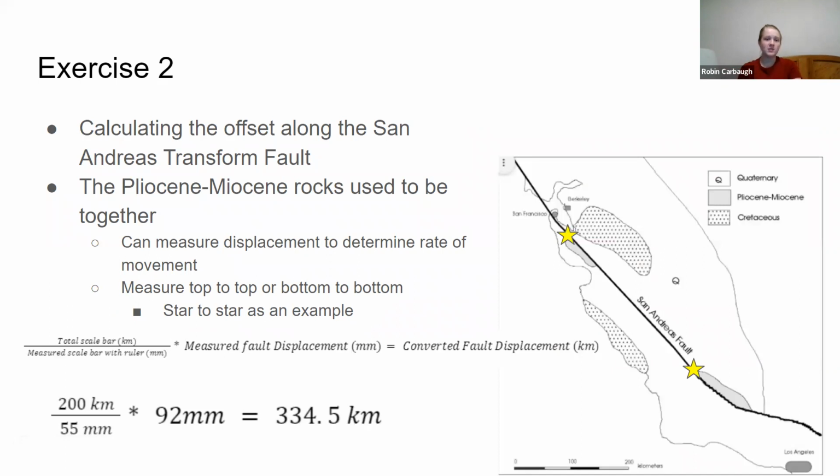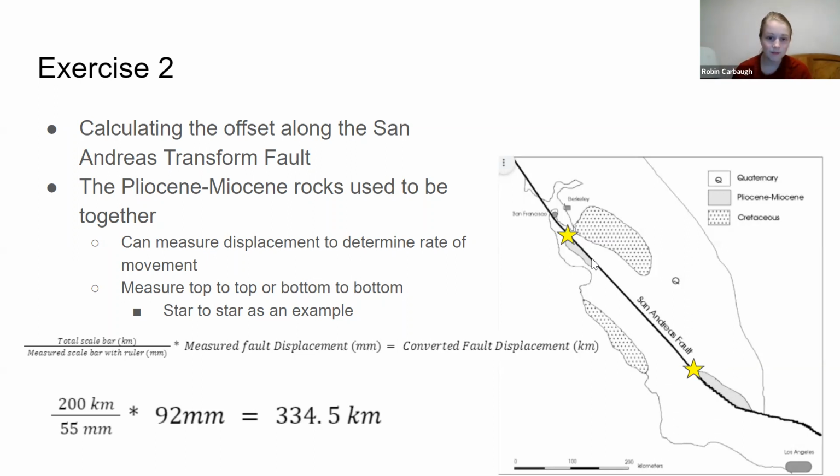All right. So exercise 2 is calculating the offset along the San Andreas transform fault. So the transform fault's the one that's sliding next to each other. And I think the easiest way to do this is to measure the distance between the Pleistocene, Miocene rocks, and those are just names of rock ages. So we have this jelly bean shape thing. Millions of years ago, we could have assumed that they were together, and then with time, they separated apart. So that's what we're looking at.